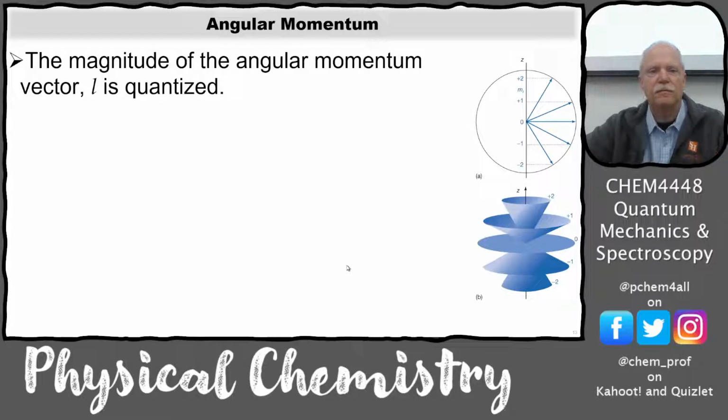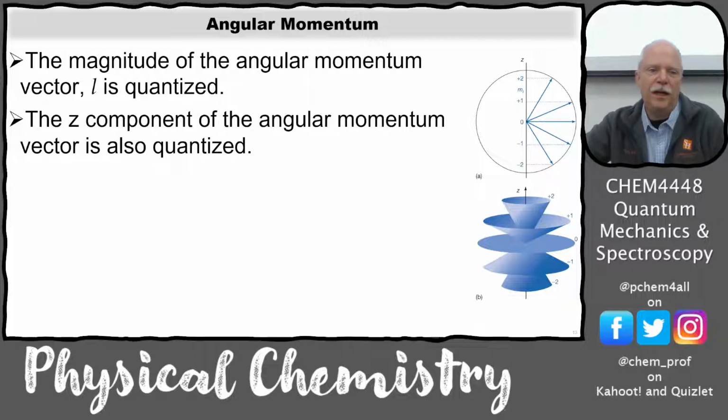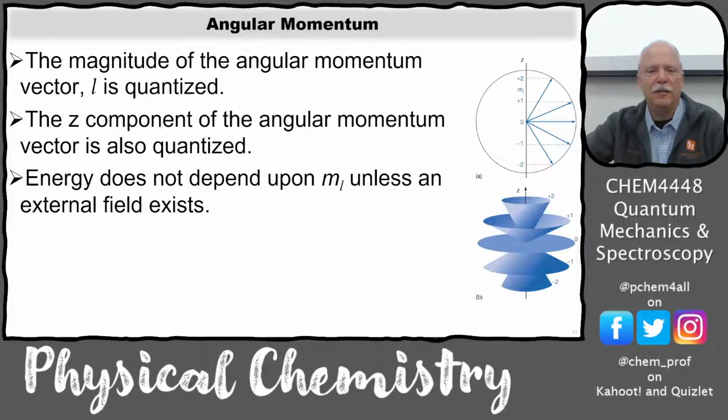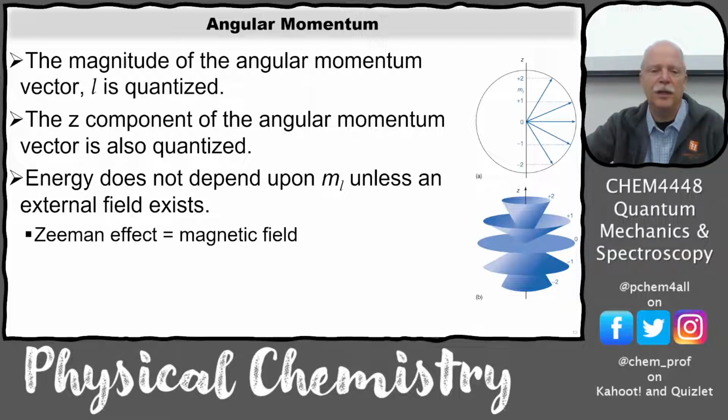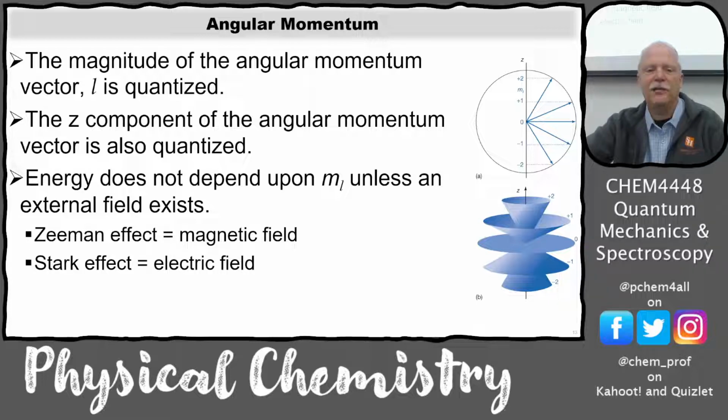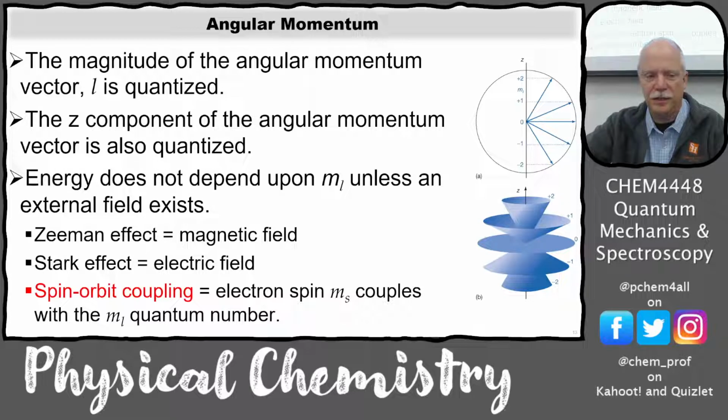So the magnitude of this angular momentum vector is quantized, and the z component of this vector is also quantized. And the energy doesn't depend upon the m sub L unless there's a magnetic field, or it could be an electric field too. If it's a magnetic field, it's the Zeeman effect. If it's an electric field, it's the Stark effect. It's not Tony Stark, but it's something, you know.